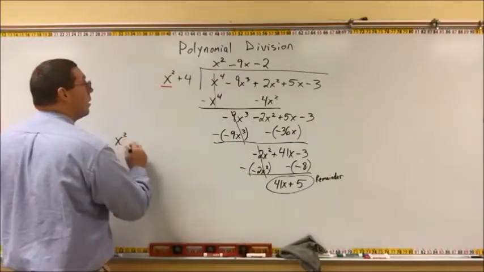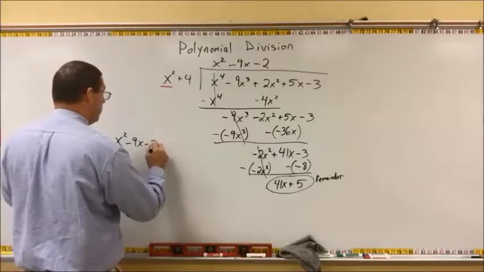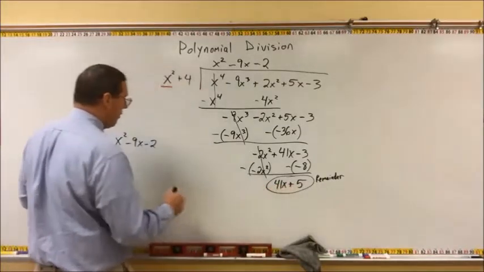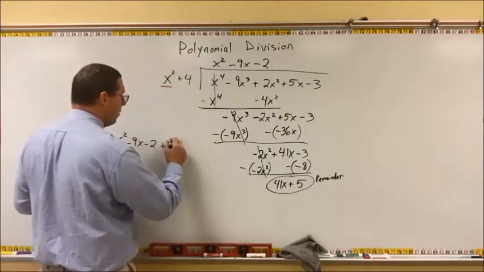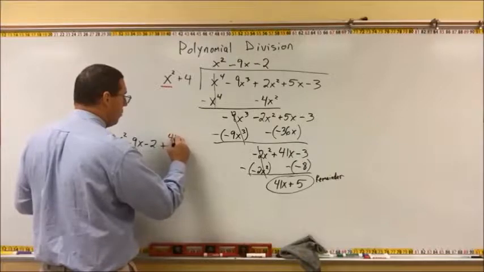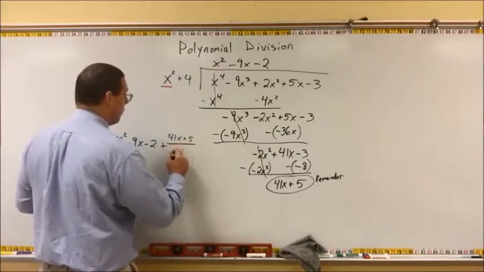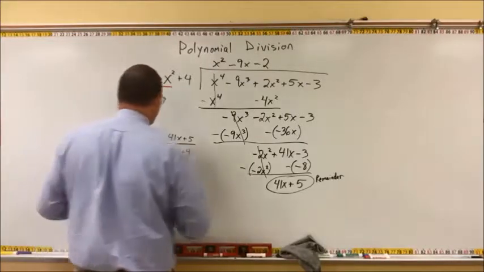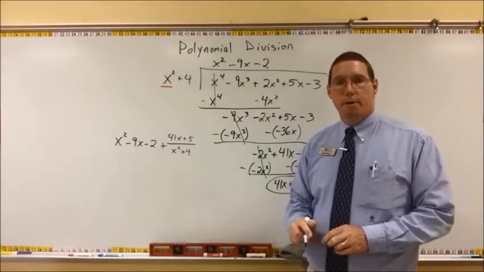X squared minus 9x minus 2. And then this is positive 41x plus 5. So because it's positive, we're going to put plus. And now it's going to become a fraction: 41x plus 5 over x squared plus 4. And that's our final answer. That's how we divide polynomials.